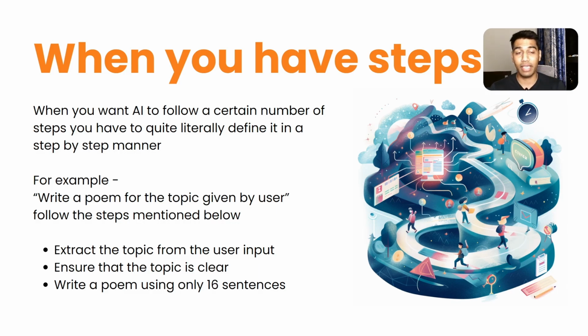For example, let's say instead of this, the user gave a topic about, I want you to write an essay. It should not respond to that. It should always and always strictly create a poem, right? Then the topic should be clear, and then it should write only 16 sentences of the poem, right? Now, this is a very simple example of how you can utilize steps in writing a prompt when you always want the prompt to work in a certain specific way, right?